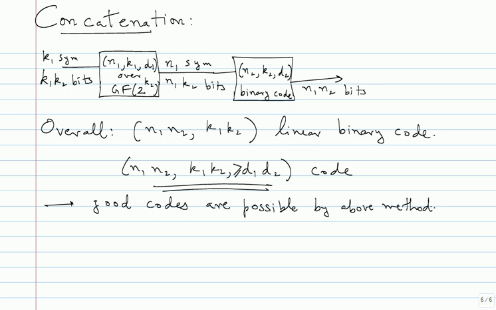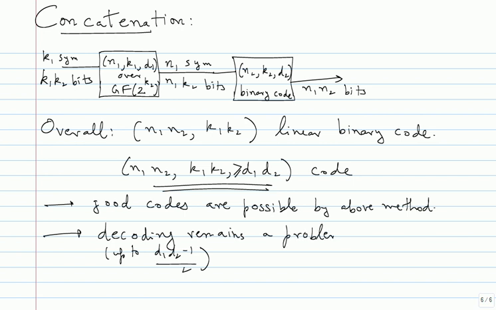You can't do single decode. Okay, so decoding is not solved. Decoding is still a problem. Decoding up to (d1 d2 - 1)/2 remains a problem. You don't really achieve any simplification there. Maybe in some special cases you will, but not necessarily always.